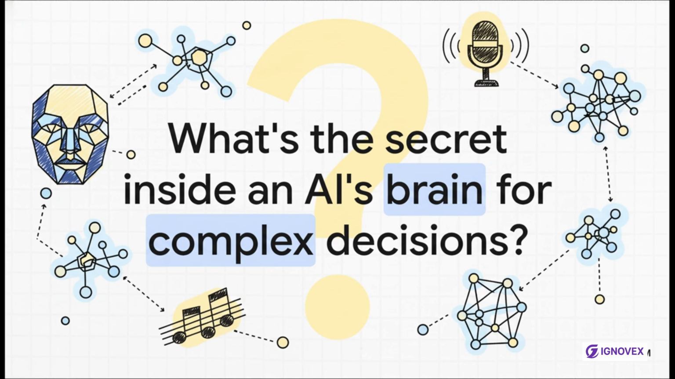How does a machine actually learn to do things like recognize your face, or understand what you're saying, or even compose music? Well, the answer is kind of wild. It's all thanks to millions of tiny mathematical decision makers all working together. And that's exactly what we're going to unpack.